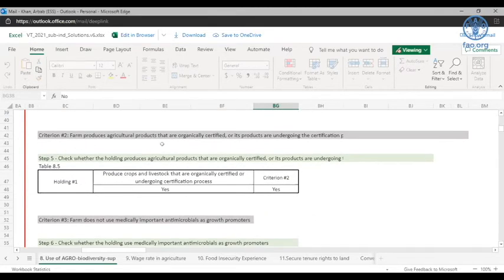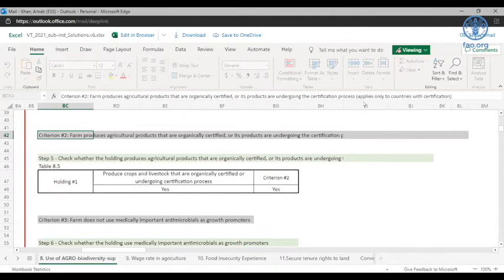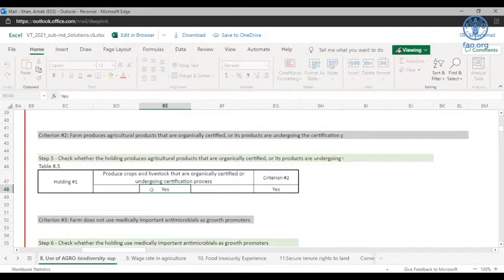The farm produces agriculture products that are organically certified, or its products are undergoing the certification process. We ask the farmer a simple question, and based on his declaration, we see whether this holding is practicing organic agriculture. So criterion two is satisfied.